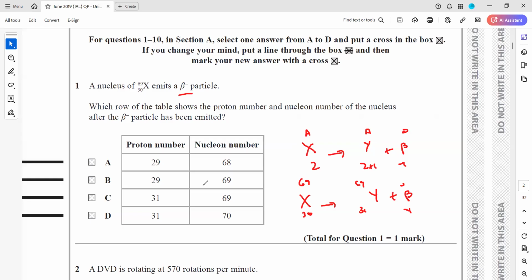So what will happen to the proton number? The proton number becomes 31. But what will happen to the nucleon number? No change. So C will be the right answer for this. Why does the proton number increase by 1?